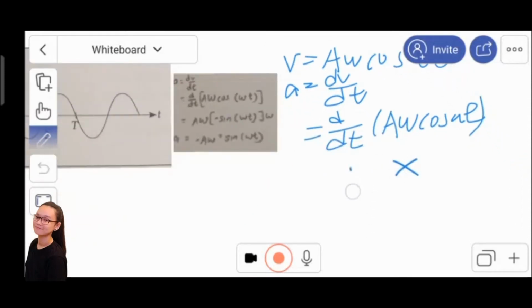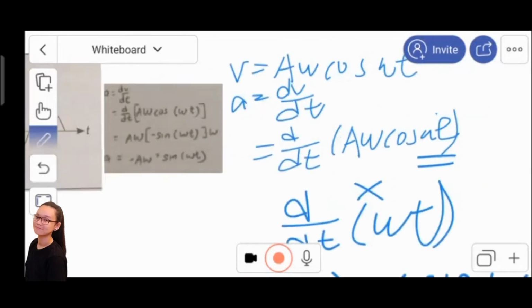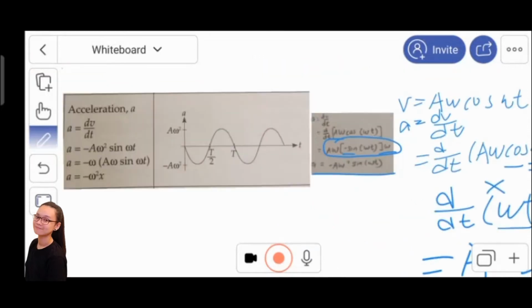times we should differentiate one more time the angle. So the differentiation of cos gives a negative sine, and the differentiation of omega t gives omega. So let's multiply all of this and get the acceleration formula. Since the formula of acceleration has a negative sign, our acceleration against time graph is an upside-down sine graph.